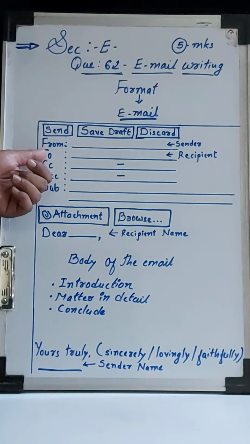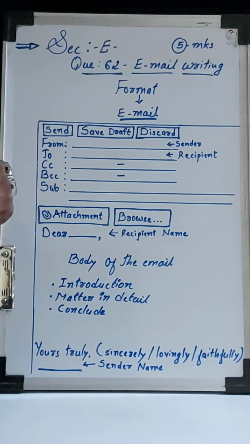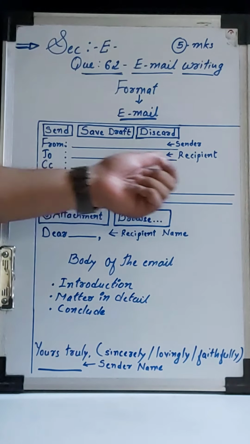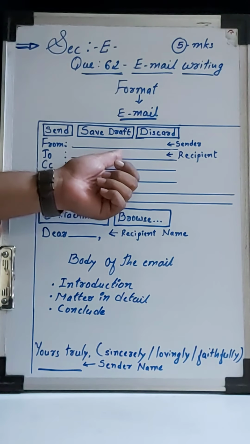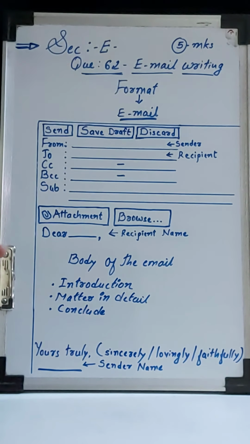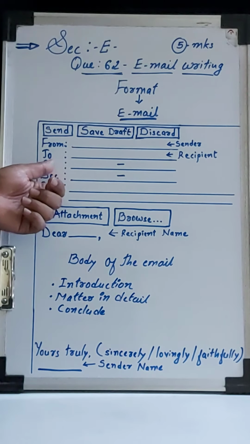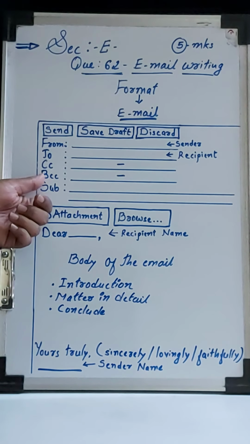Students, there comes To, which may be given in the question in the examination, to whom you have to send an email. So here you have to write the email address of the recipient, whosoever is receiving the email. There comes CC and the other option BCC.